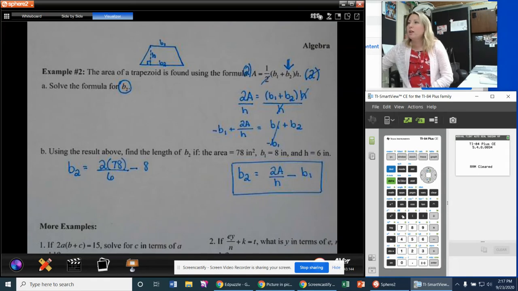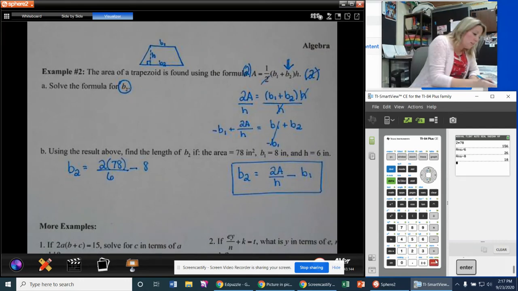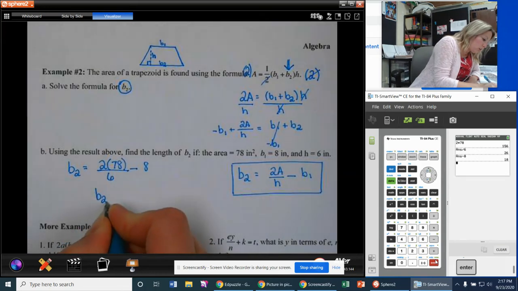So I'm going to plug in the top. I'll start there. 2 times 78 is 156. Now we have to divide that by 6. So 156 divided by 6 is 26. And now we have to subtract 8 from it. So we've got all that written out already. What do we get? We get that B2 equals 18.